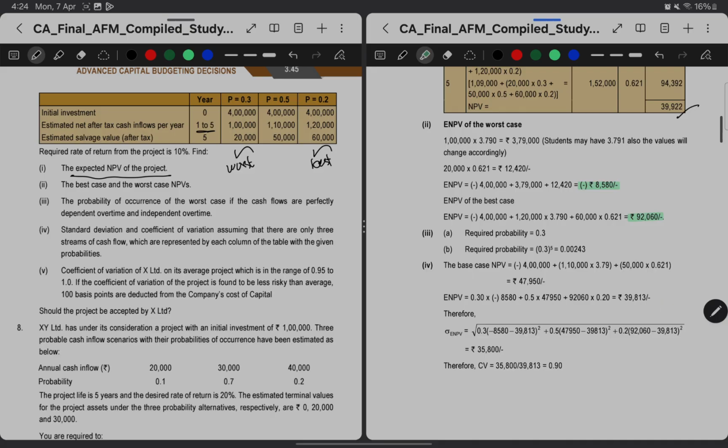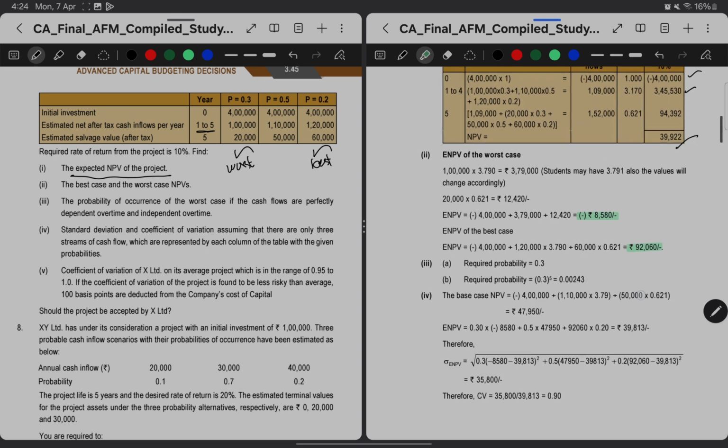Then going up next, the probability of occurrence. Same thing, in case of the worst case the probability is 0.3, and this is for perfectly dependent over time, and this is for independent over time.